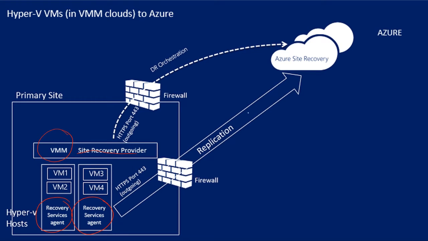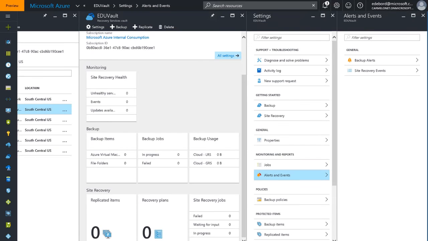In my case, I'm going to have a single VMM server with a single Hyper-V host that has a couple of VMs running on it. Ultimately, when this setup is complete, we're going to be replicating data out through the firewall, completely secured or encrypted, as we talked about, and it's going to land on Azure storage that is also encrypted. So let's move on to the portal and take a look at the process here.